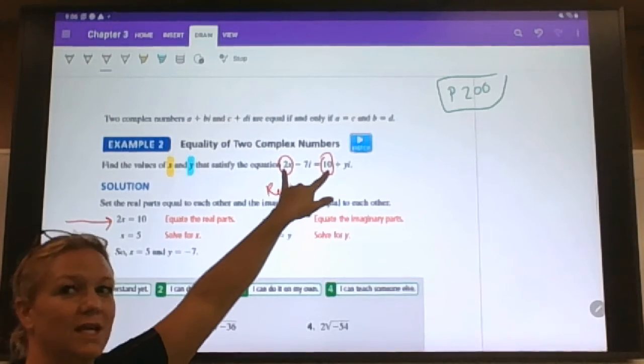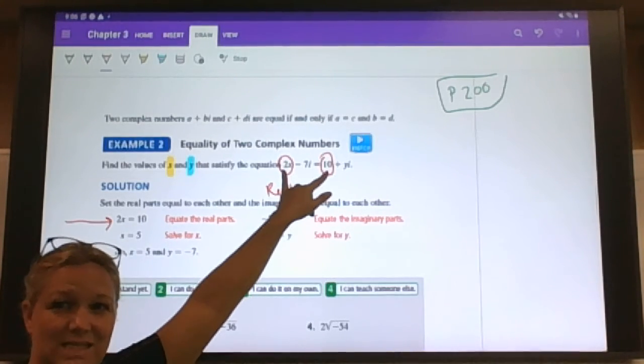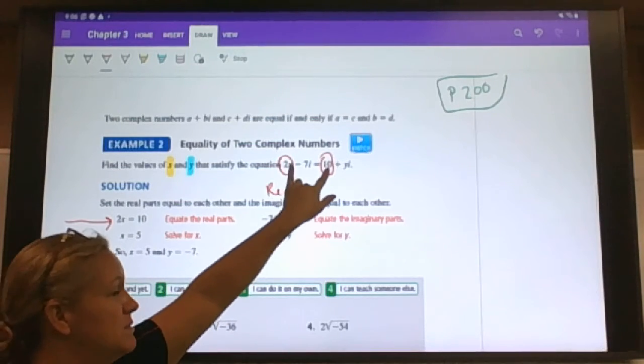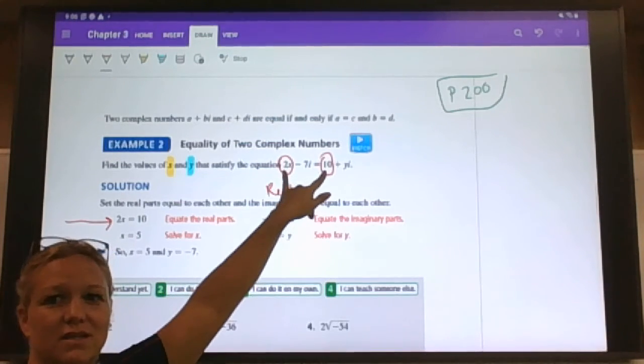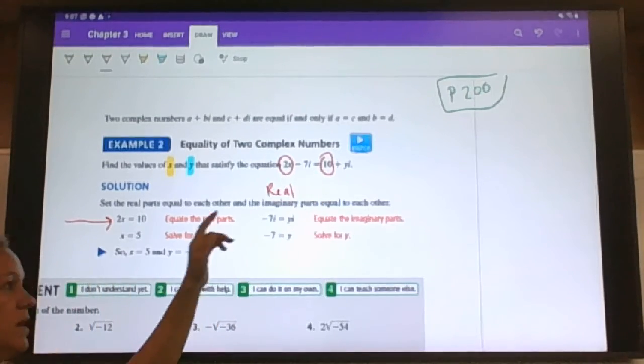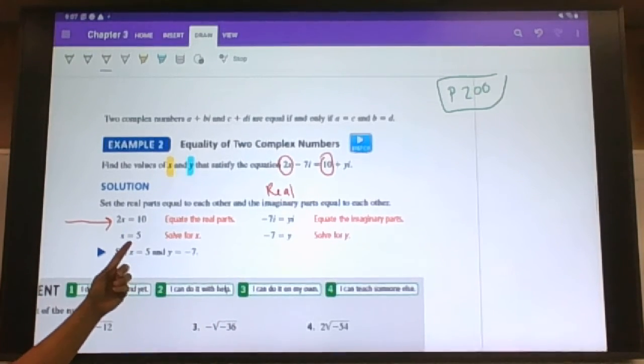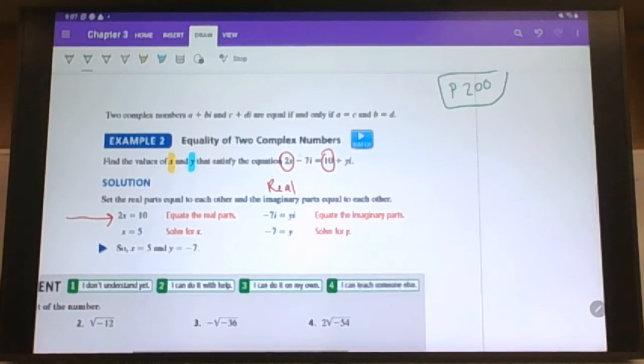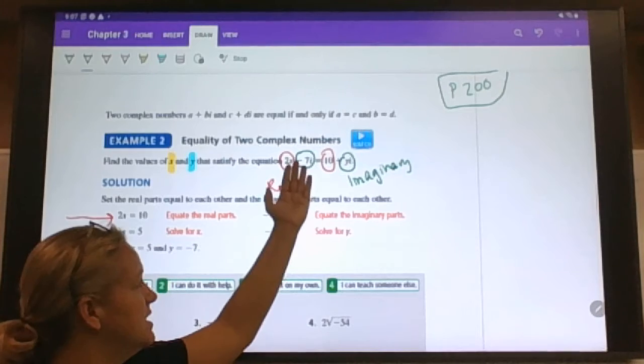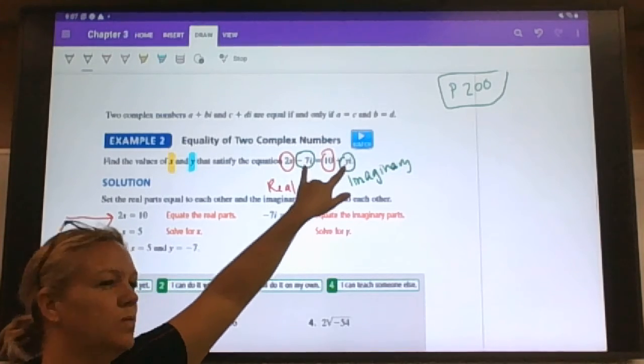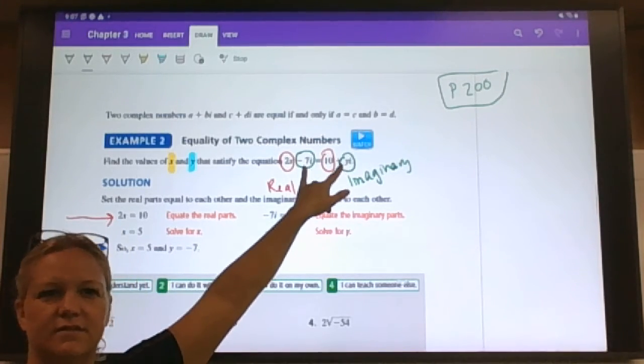Now, when you guys look at this, can you tell me what x is? The 2x is in the same spot as the 10. So what does x have to be? x is 5. And here they divide by 2 to get x equals 5. So I'm going to do that again here. Negative 7i is the imaginary part. So when I see this, if the left side is equal to the right side, y must really be negative 7.